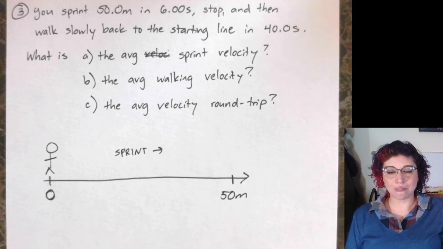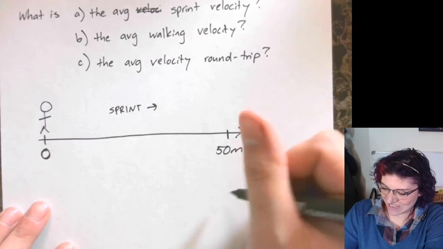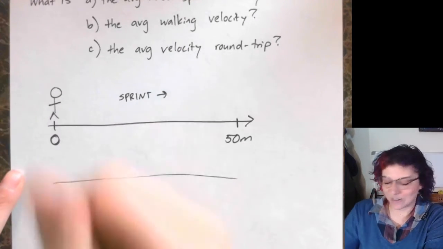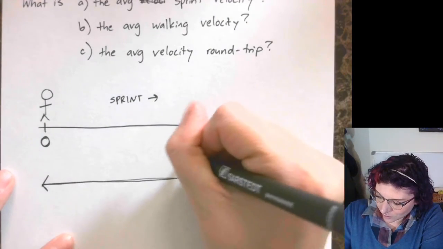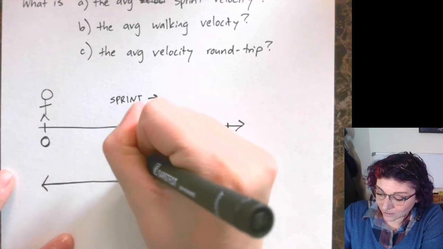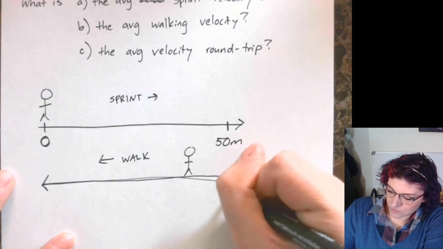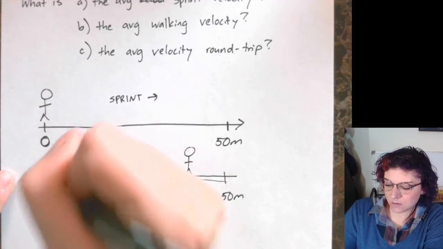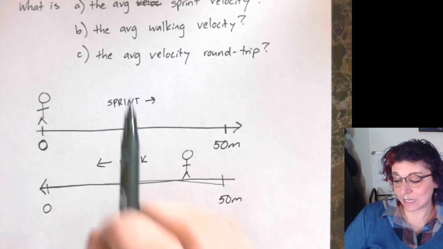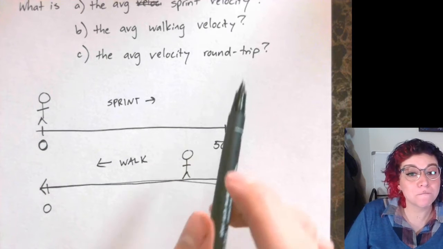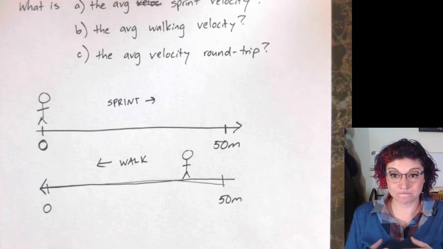So you sprint, and then you get here, and, ooh, that's not a straight line. Pretend that's a straight line. And then you walk back. So here's the 50-meter mark. Here's the 0-meter mark. So you're asked to calculate the average velocity for when you sprint, for when you walk, and then putting the two together.